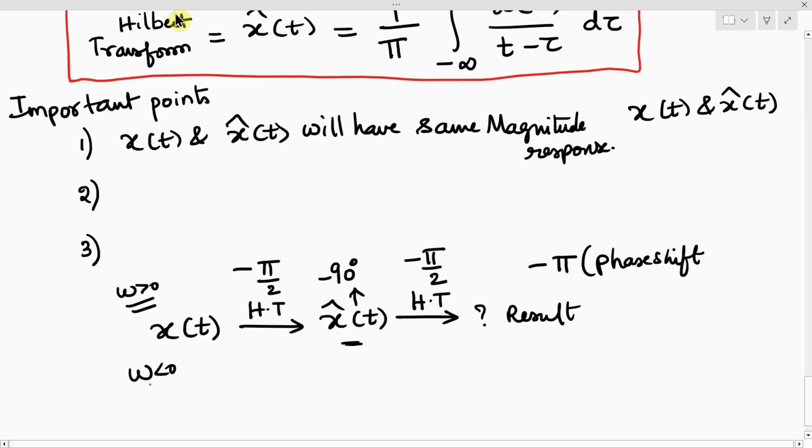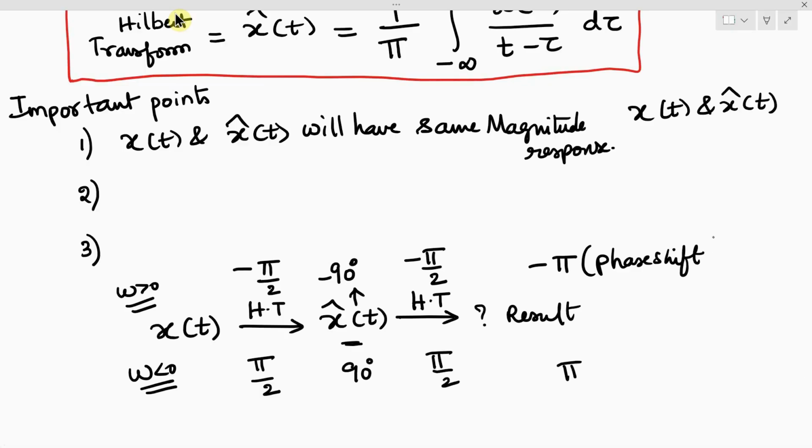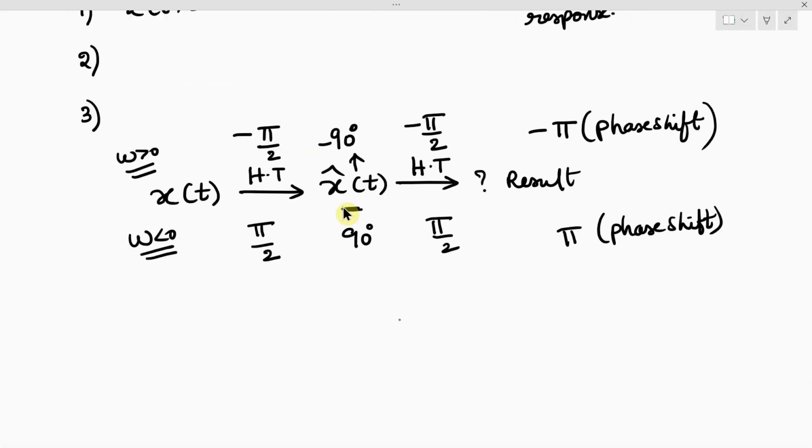Suppose I'm talking about omega less than 0, if I perform phase shift of pi by 2, then this is shifted by 90 degrees. Again I'm performing the same. That means the phase shift will be pi. Am I right? That means the net result can be explained like this. For Hilbert transform, the frequency response is represented like this. Whereas the double Hilbert transform, what will be the frequency response?